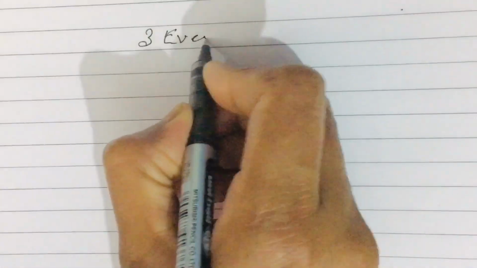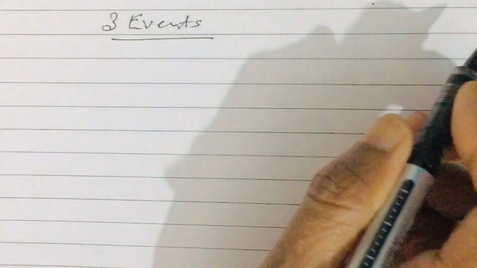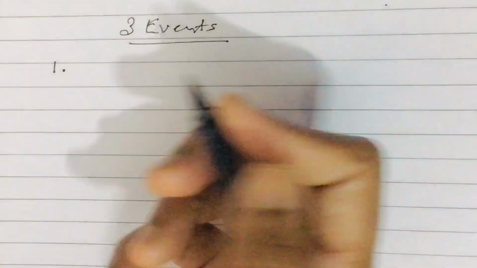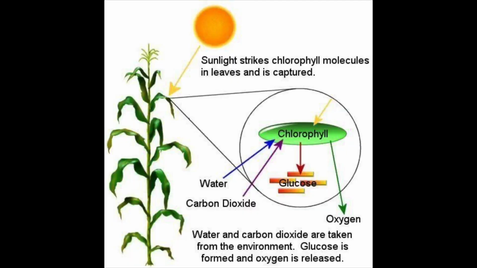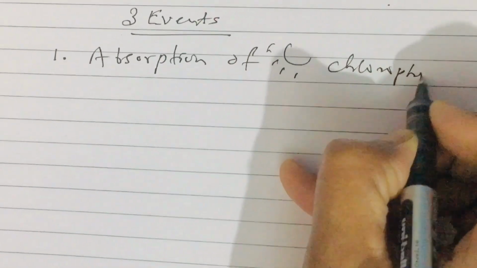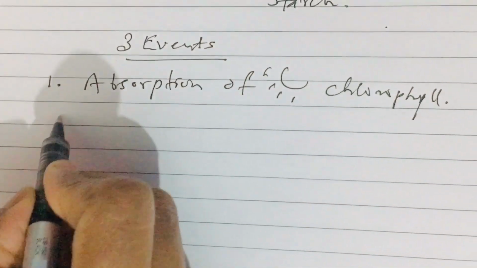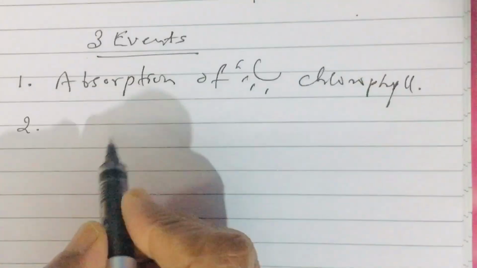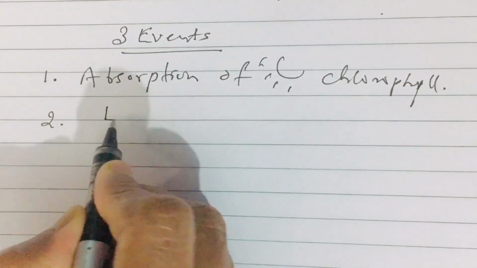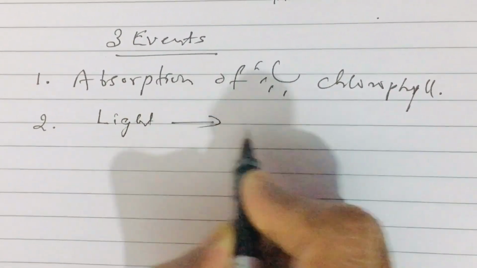Now let us come to the three events of photosynthesis. In a little more detailed way we will learn photosynthesis. Three events come under photosynthesis. First one is absorption of sunlight by the chlorophyll. That is why this reaction takes place only during the daytime. Second one is the conversion of light energy into chemical energy.